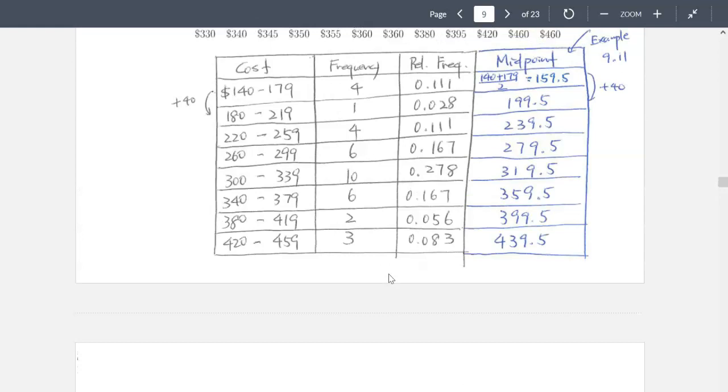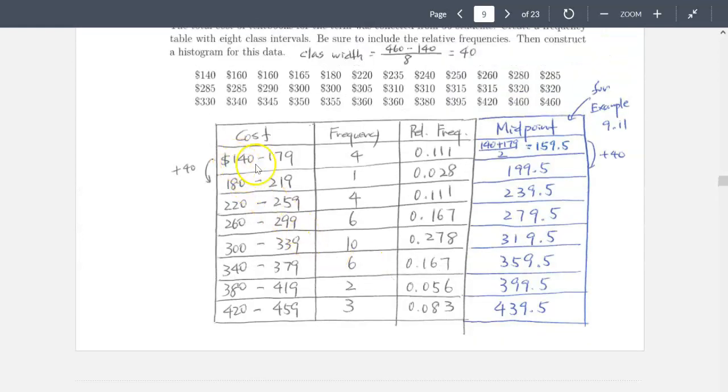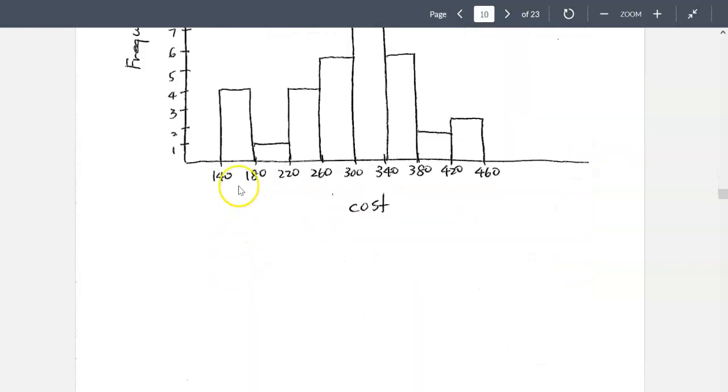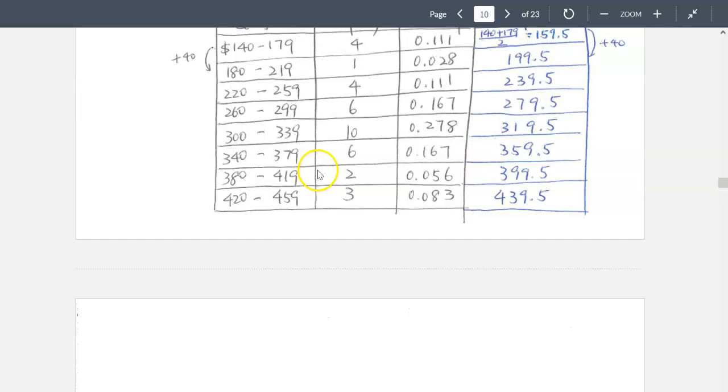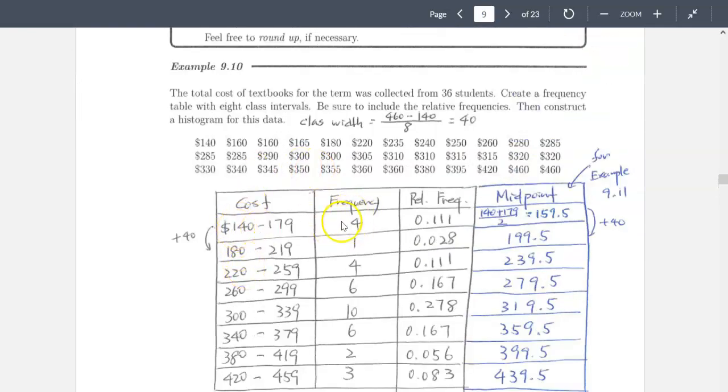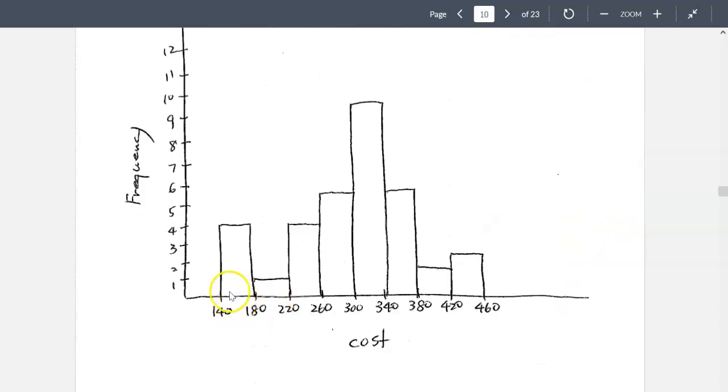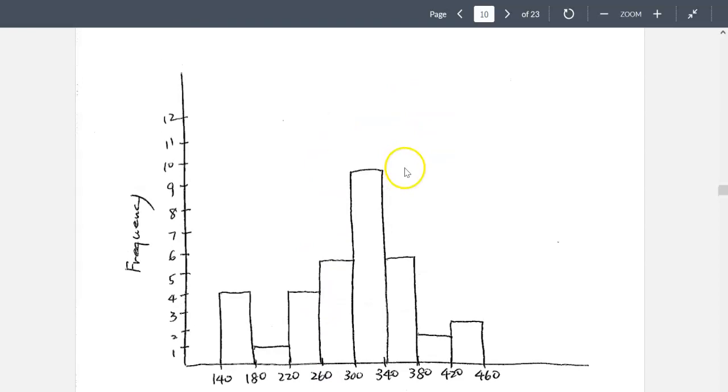Now, the histogram is a little bit different. The numbers in the first set, 140, 180, 220, 260, are the numbers that go right here on the axis. For the first bar, it goes up to 4. The second one goes to 1, and then 4, and so on and so forth. It just keeps going. Now remember, a histogram for quantitative data does not have spacing between the bars. Otherwise, you'd be doing a bar graph.